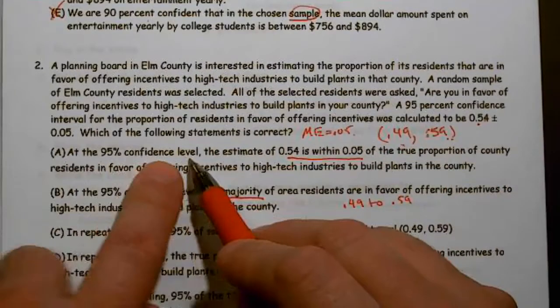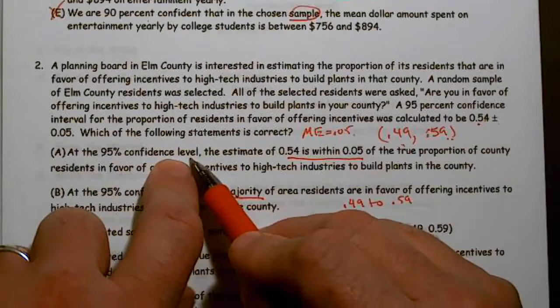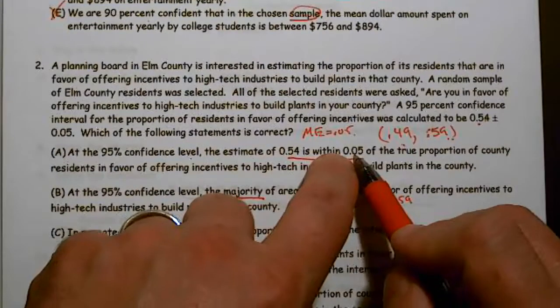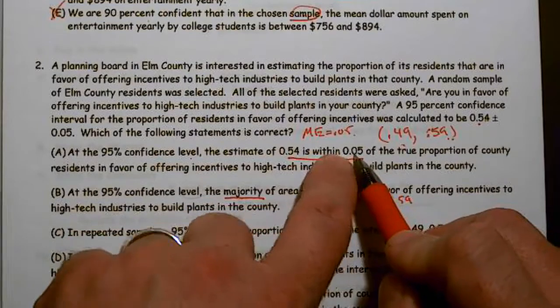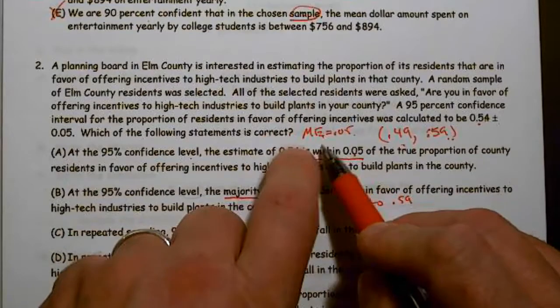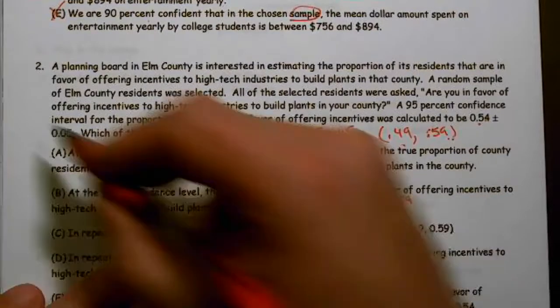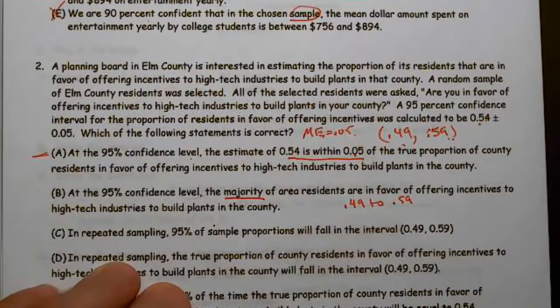So at the 95% confidence level, I like this. The estimate of 0.54 is within 0.05. Oh, that's the definition of margin of error. Margin of error is how far you might be from the population parameter, all right? Or how far the population parameter is from your sample. So in this case, that looks really good. Let's see if we have anything else.